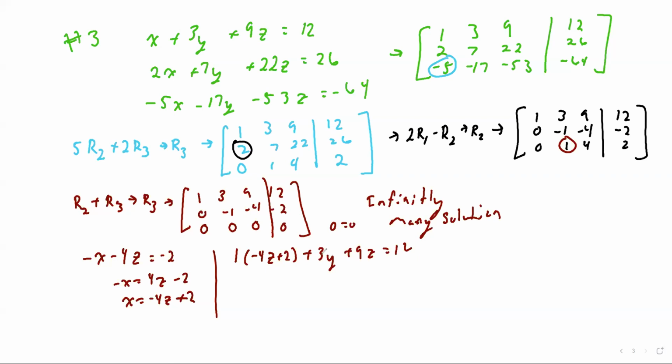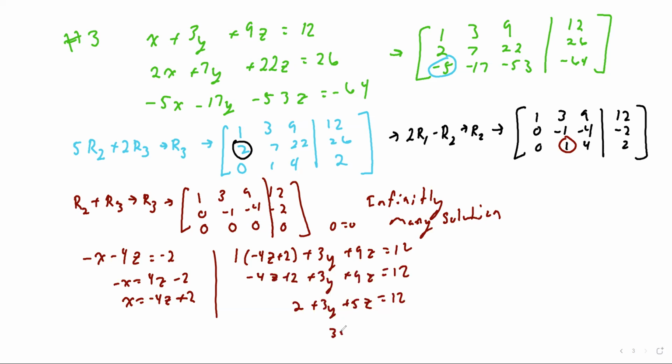All right, so basically I'm just going to move everything over, probably combine like terms here. So that just becomes -4z plus 2 plus 3y plus 9z equals 12. So that right there would then just give me 2 plus 3y plus 5z equals 12. And again, the goal is to solve for the y.